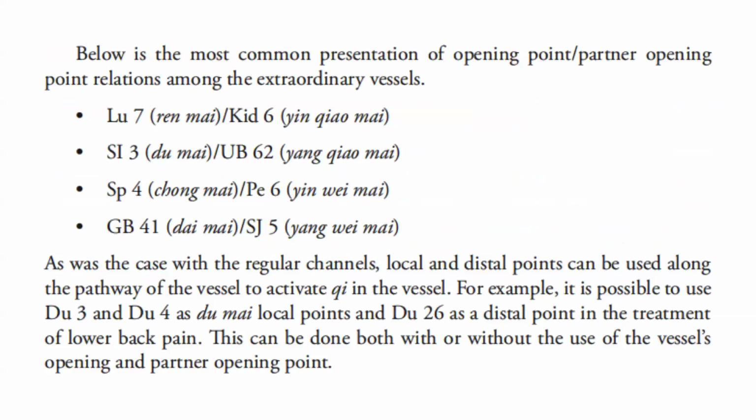Below is the most common presentation of opening point, partner opening point relations among the extraordinary vessels. So we have lung 7, partner with kidney 6 for the YIN WEI and YIN QIOAO. SI3 for the YIN, partner with UB62 for the YIN QIOAO. Spleen 4 for the CHONG, partner with pericardium 6 for the YIN WEI. Gallbladder 41 for the YIN, partner with Sanjiao 5 for the Yang WEI.